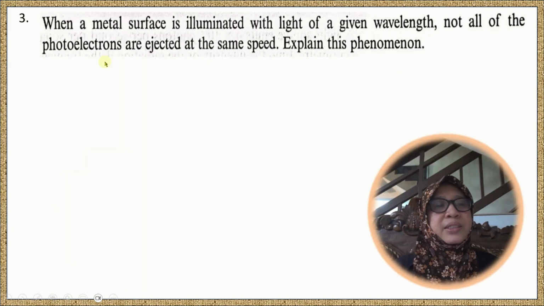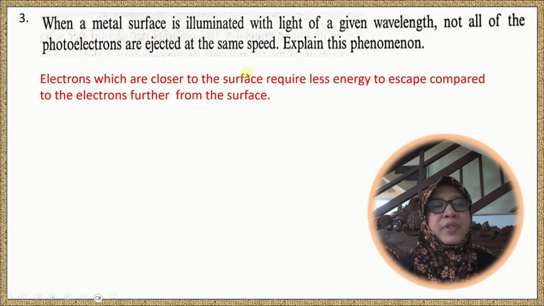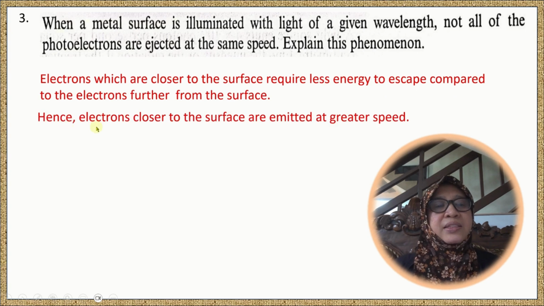Now we go to question 3. When a metal surface is illuminated with a light of a given wavelength, not all of the photoelectrons are ejected at the same speed. So explain this phenomenon. Electrons which are closer to the surface require less energy to escape compared to the electrons further from the surface. Hence the electrons closer to the surface are emitted at greater speed.